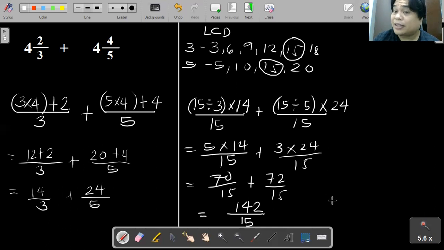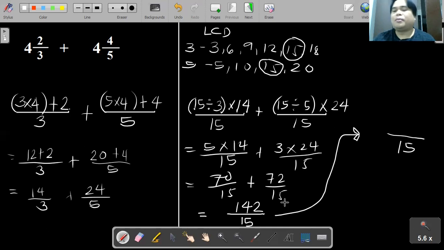But that's not our final answer yet. Why? Because we need to express everything in its lowest term. So we need to transform this back to its mixed number form. The best way to do is you just copy the denominator. Okay, we need the whole number. You just have to divide 142 by 15. Okay? And the nearest number you get by dividing 142 by 15 is 9.